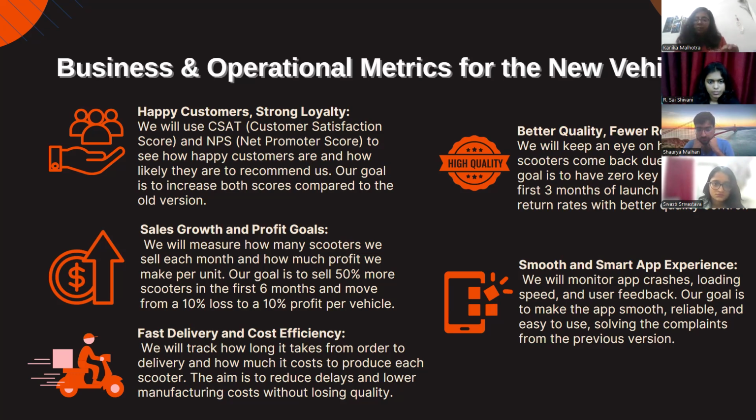Our goal is to sell 50% more scooters in the first 6 months and move from a 10% loss per vehicle to a 10% profit per vehicle. We'll also track fast delivery and cost efficiency. We'll track how long it takes from order to delivery and how much it costs to produce each scooter. The aim is to reduce the delays and lower the manufacturing cost without compromising on any quality.